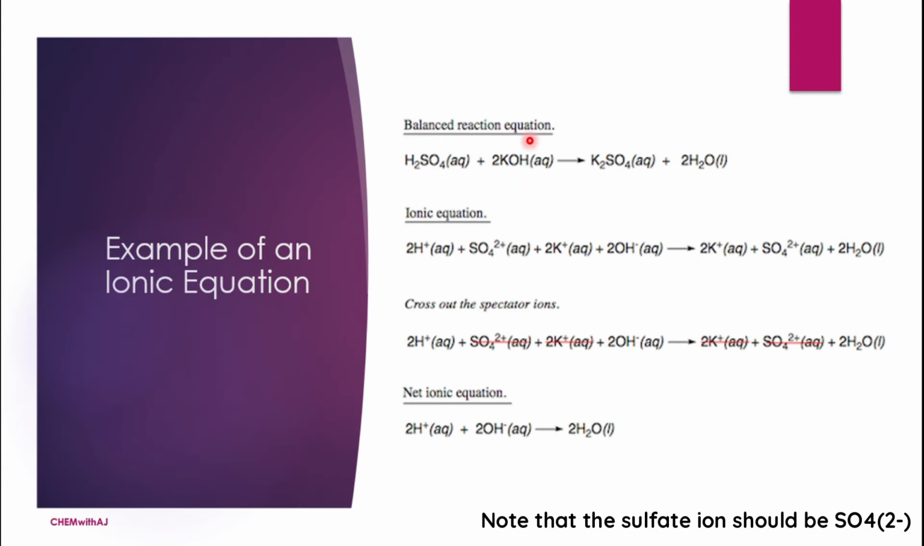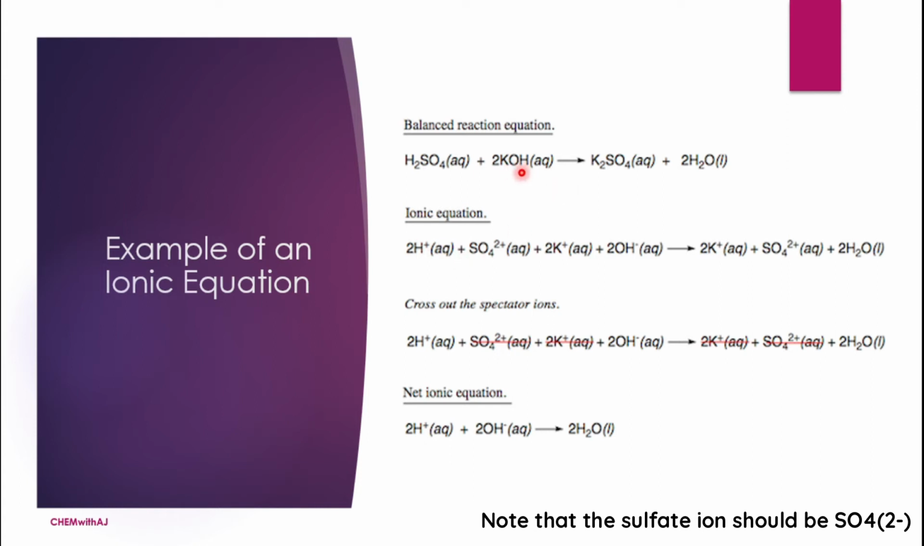So this is the full, balanced equation: H2SO4 plus 2KOH gives K2SO4 plus 2H2O. So how do we write the ionic equation? H2SO4 is in aqueous medium, so we can dissociate the ions. It's made of two H+ ions, so we write the H+ ions separately. SO4, oh, this should be minus, sorry. This is not 2 plus, this is 2 minus. And so we separate these two.